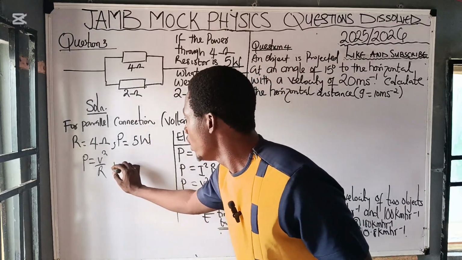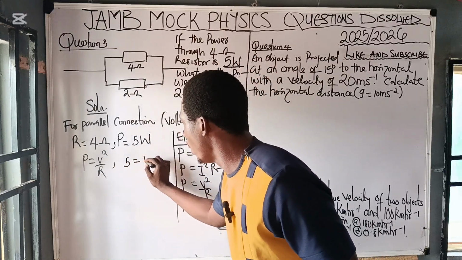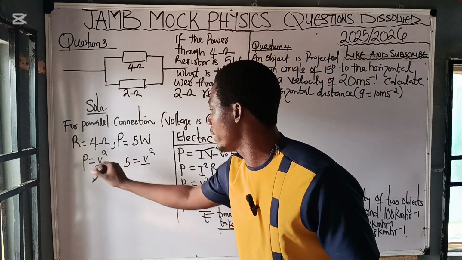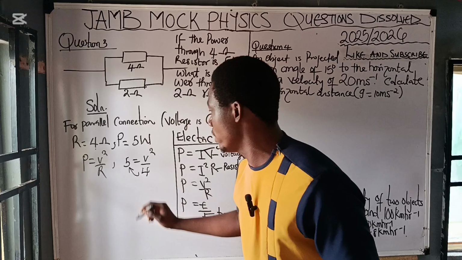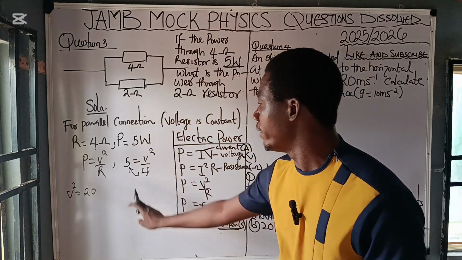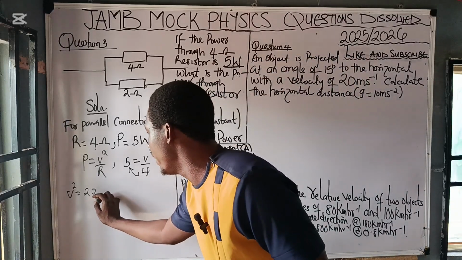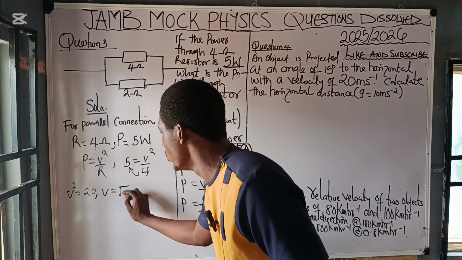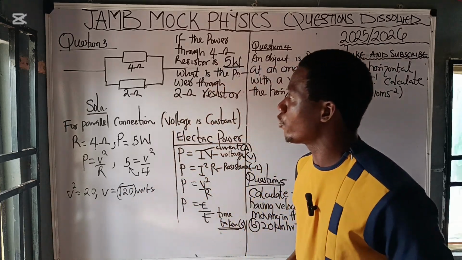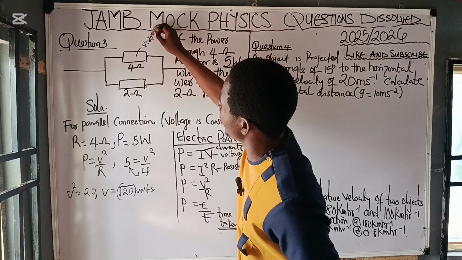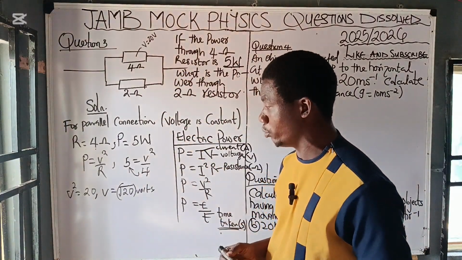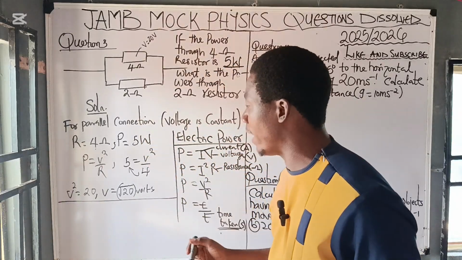So we can get the voltage. What do we simply do? Power is 5, equal to V squared, which is what we are looking for, over the resistance. What's the resistance? 4. So we cross multiply so that V squared is equal to 20. Do you understand? 5 times 4 is 20. So from there, our V will give us the square root of 20, 20 volts. So I've gotten the voltage here to be 20 V. The voltage here and the voltage here is the same. So we can now use that same voltage to get the power through the 2 ohm resistor. So let's do that quickly.